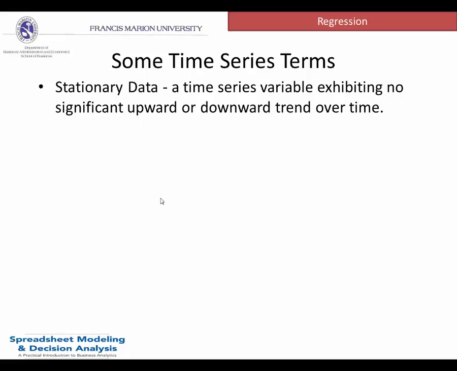So some time series terms are stationary data. Here we are looking at time series where data does not exhibit significant upward or downward trend. And if you look at the diagram, we see some fluctuations of data, but pretty much it's flat, and this is stationary.